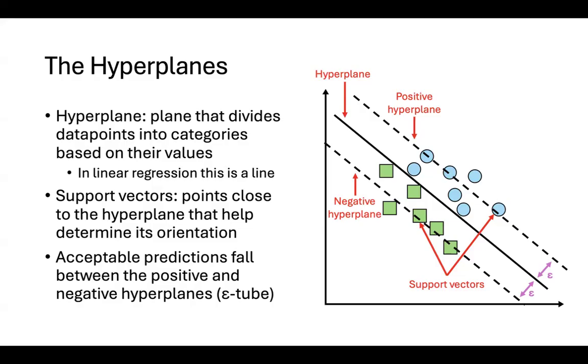Now let's cover a little bit about hyperplanes. A hyperplane is a plane that divides data points into categories based on their values. In linear regression, this is simply a line. Support vectors are points close to the hyperplane that help determine its orientation. Acceptable predictions fall between the positive and negative hyperplanes, otherwise known as the error tube.